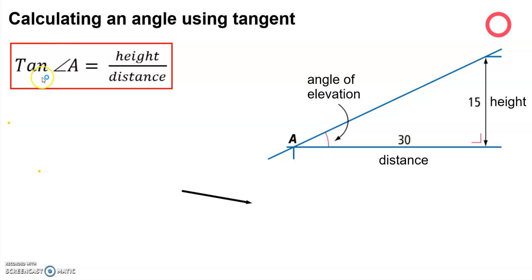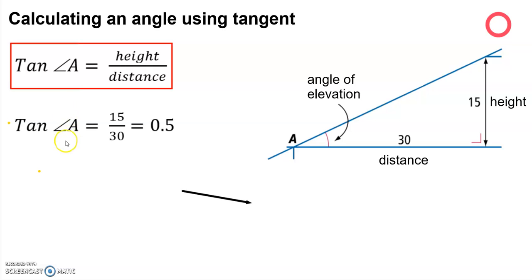So first things first, always take the formula and fill everything in, everything. What you don't fill in, you just copy. So tangent angle A is equal to height divided by distance. And then I can calculate 15 divided by 30. But it's not even necessary, but we can do that. So this is what I know. This is always your first step. Fill in the whole formula.